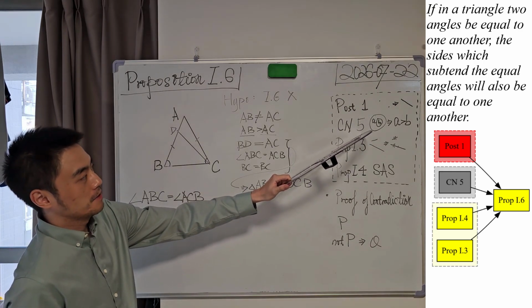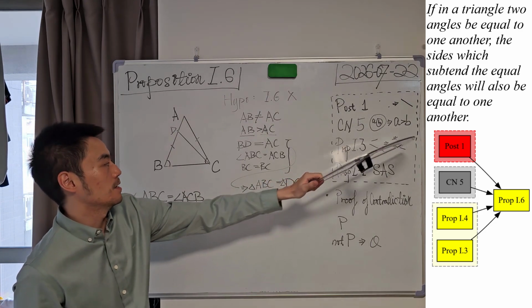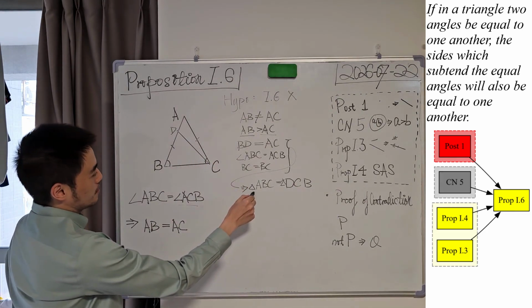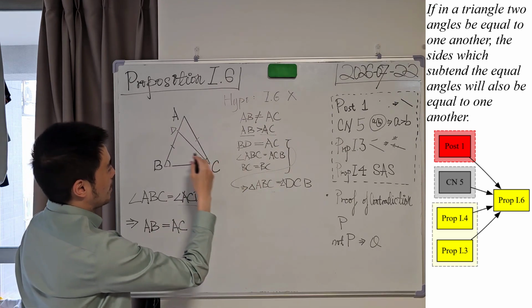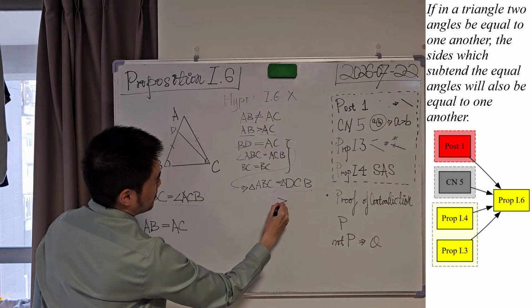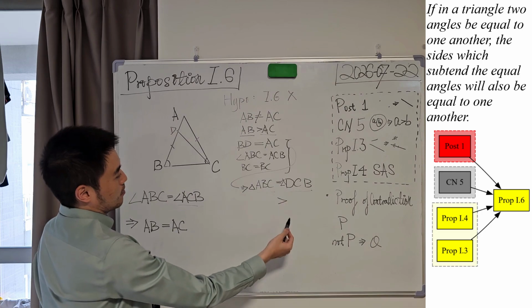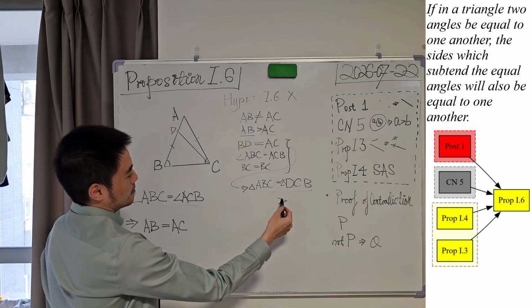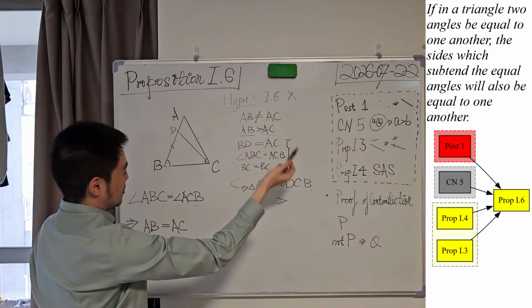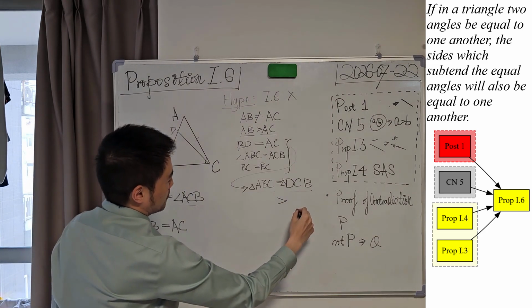Recall common notion 5: the whole is always greater than the part. In our proposition, this triangle ABC is the whole, while DCB is a part. So we should have ABC greater than DCB, but we have concluded that they are equal, which is incorrect. So that means our hypothesis is incorrect. So our original proposition is true. This proves the proposition.